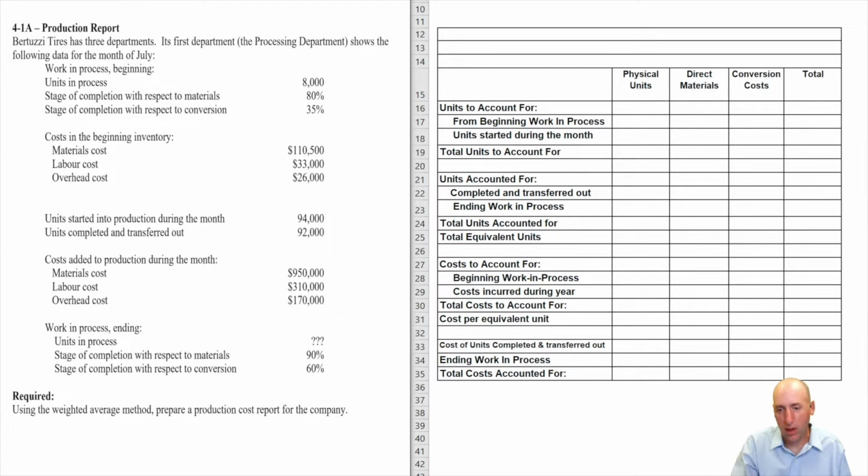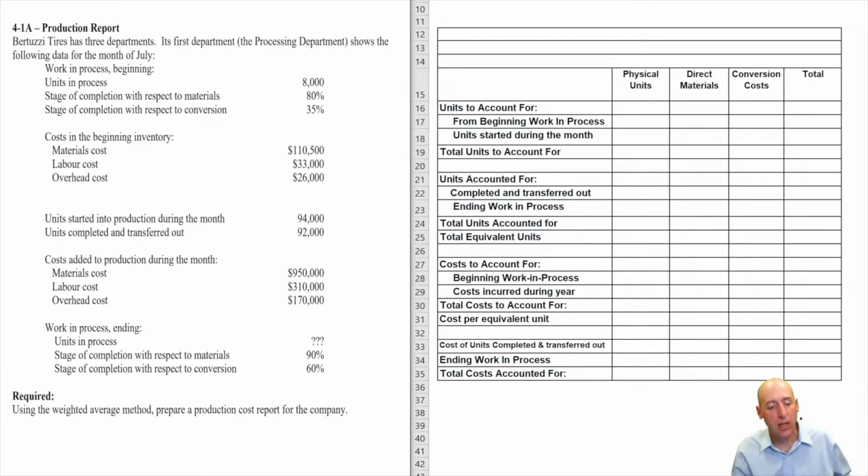That's what we're going to learn about in this video. We're going to learn how to prepare a production report. We're going to use the concept we introduced in the previous video, just a module 4 intro video, saying here's what an equivalent unit is. We use that quite a bit in solving these problems.